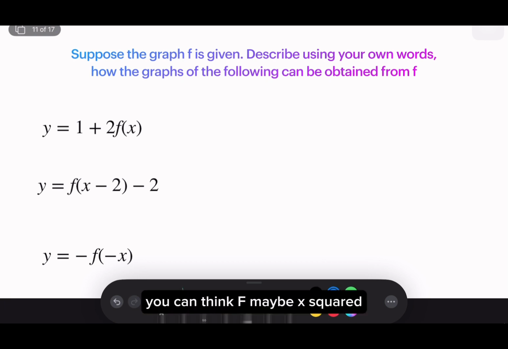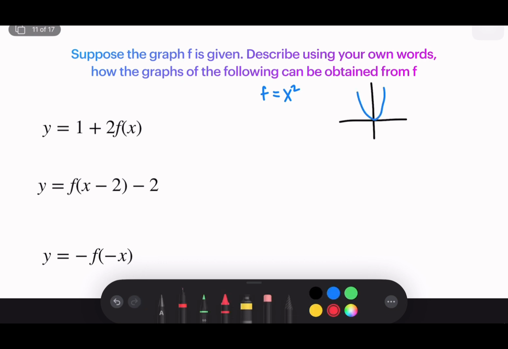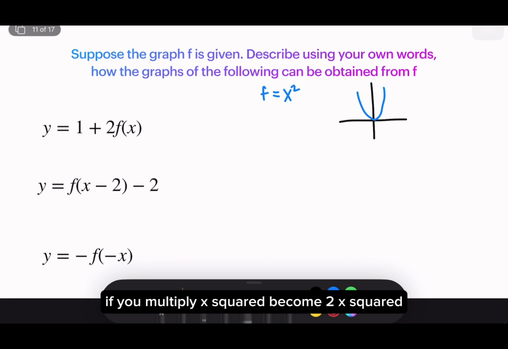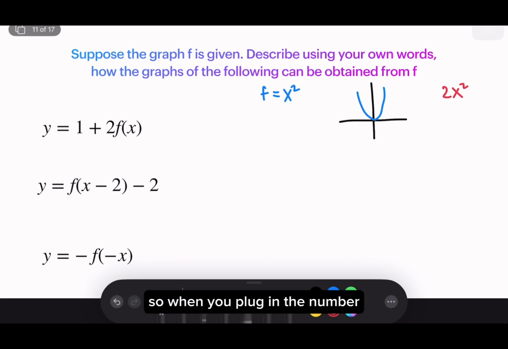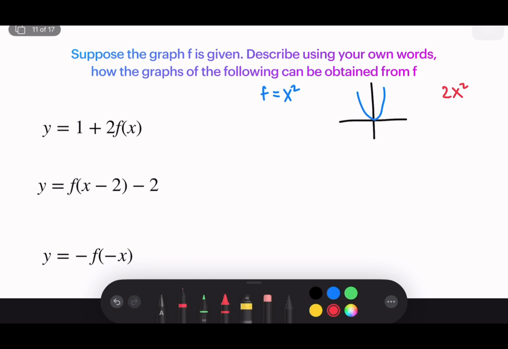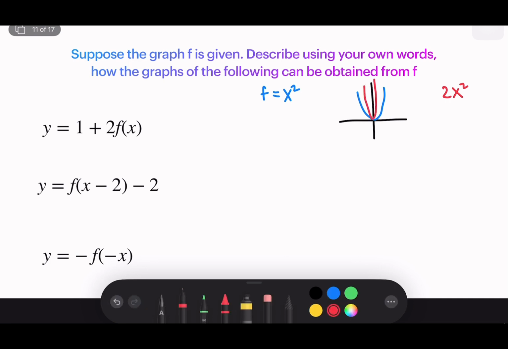You can think f maybe x squared. So if you have an x squared like this, if you multiply, x squared becomes 2x squared. So when you plug in the numbers, you will see something change, right? The points keep getting higher. It means that the new one will be maybe here.